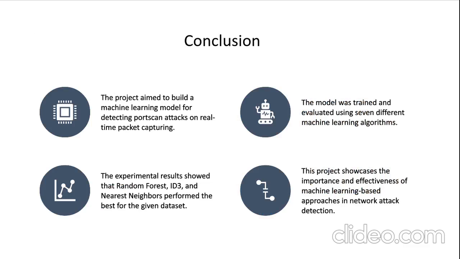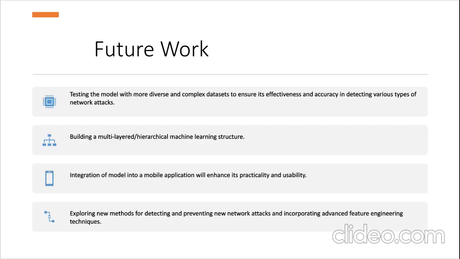Now this project basically focused on creating a machine learning model to spot port scan attacks in real-time network traffic. We tested the model with 7 different ML models. The results highlighted random forest, ID3 and nearest neighbor as the most effective for our dataset. This work underscores the significance and efficiency of ML techniques in identifying network attacks. In the future, we plan to test the model with more diverse and complex datasets to ensure it can detect various network attacks accurately.